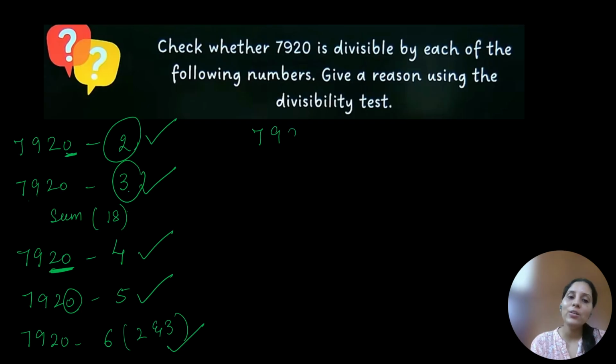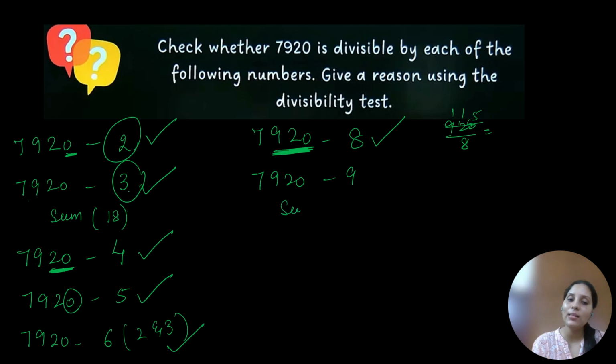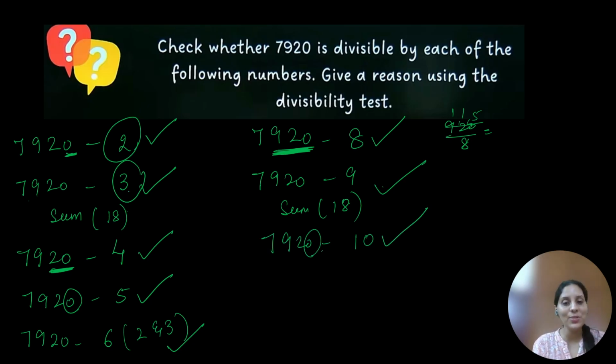Now 7920, is it divisible by 8? Last three digits. So is 920 divisible by 8? 8 ones are 8, 8 nines are 72, 8 fives are 40. Yes, it is divisible by 8. 7920, is it divisible by 9? The sum we just found is 18. Is 18 divisible by 9? Yes, it is. 7920. The last digit is 0, so it is also divisible by 10.